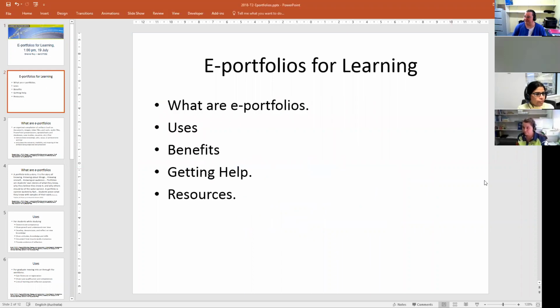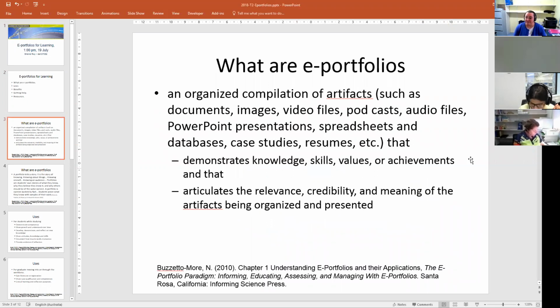So my slides help me. Today we're going to ask the question, there should be a question mark there: What are e-portfolios? We'll look at their uses, some of the benefits, and then where you can get some help and some resources. I found a great resource, which is a book called The E-Portfolio Paradigm: Informing, Educating, Assessing and Managing with e-portfolios. A lot of the material is coming out of chapter 1 of that particular book.